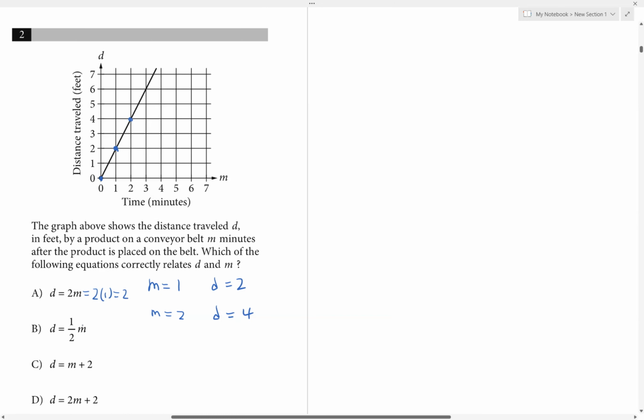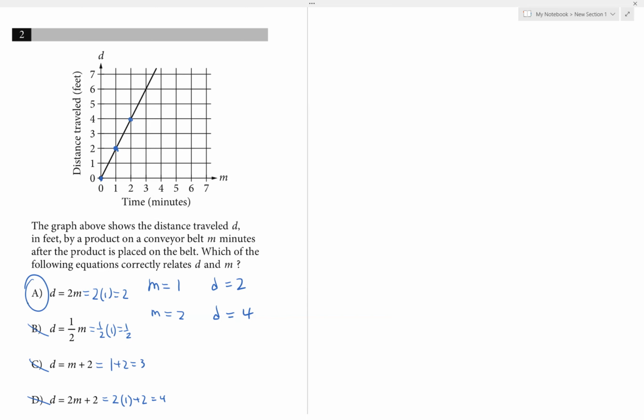When we plug in B, it doesn't work because it will be 1/2 times 1, that's 1/2, which is not 2. When you plug in 1 for m, d should equal 2. So if you plug in here, 1 plus 2 is 3, again, that doesn't work. And this one will give us 2 times 1 plus 2, which is 4. Again, that doesn't work. So the only one that can possibly work has to be A.